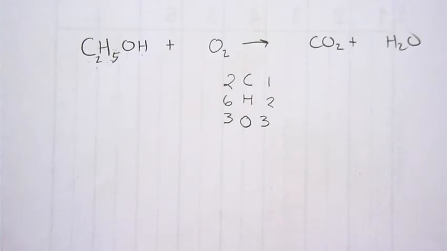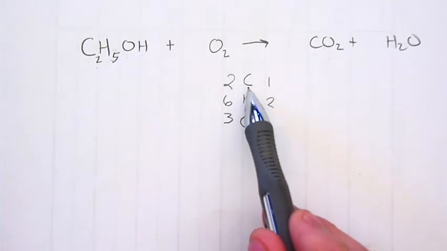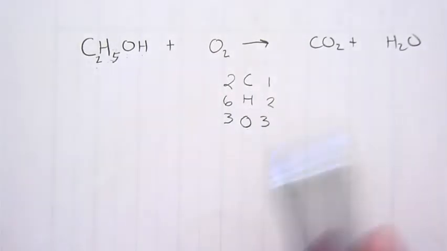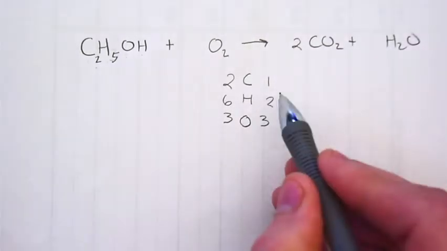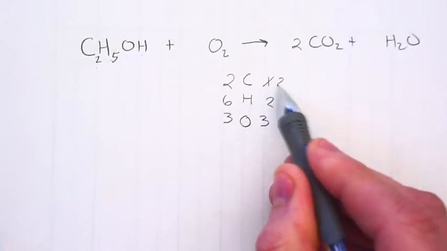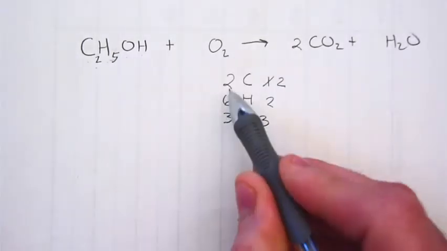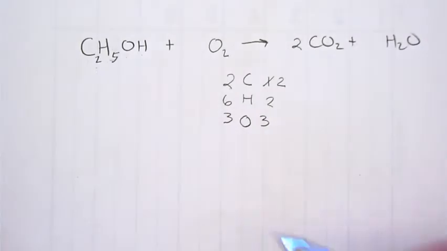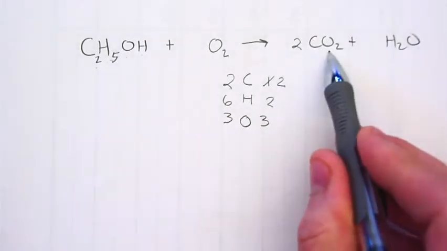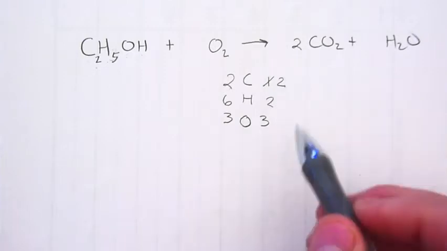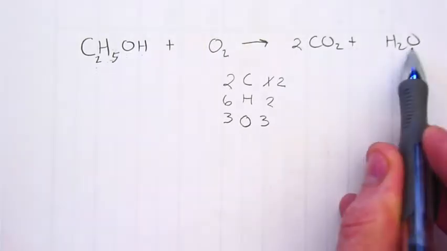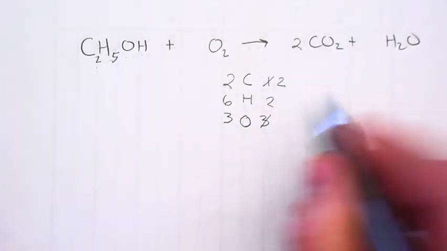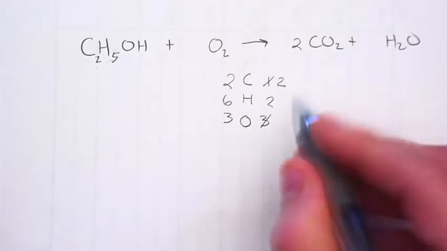Now, using only coefficients, we try to balance each element starting at the top and working our way down. So I'm going to start off by putting a 2 next to the carbon dioxide. That way we will have 2 carbons on the right as well as on the left. However, notice how since there's oxygen there, we also must change now the total oxygens on the right. 2 times 2 is 4, plus 1 more is 5.